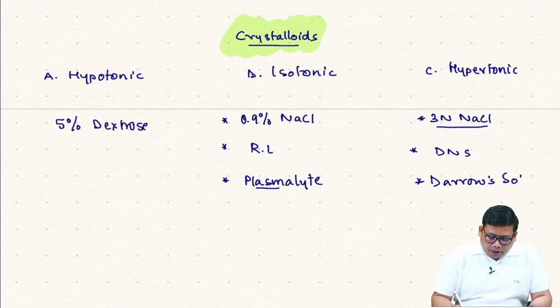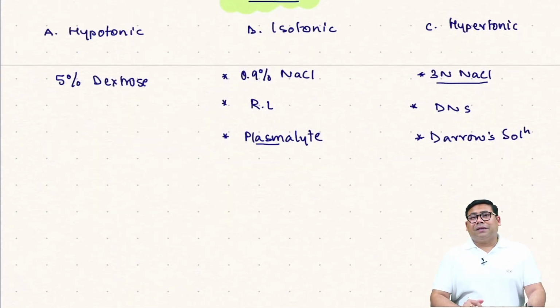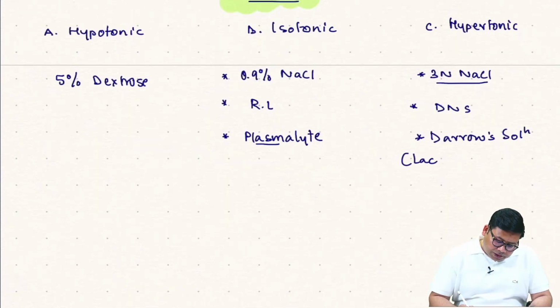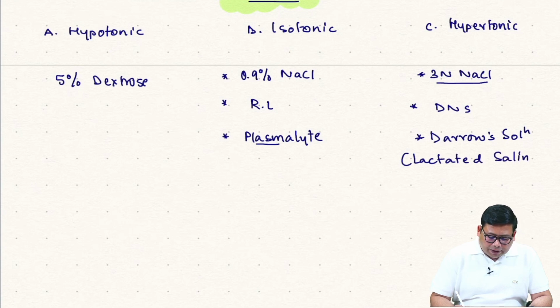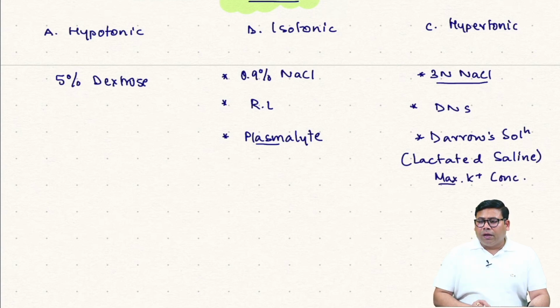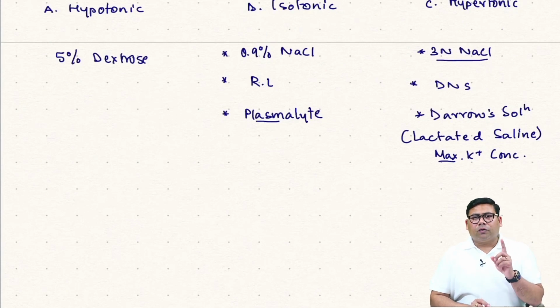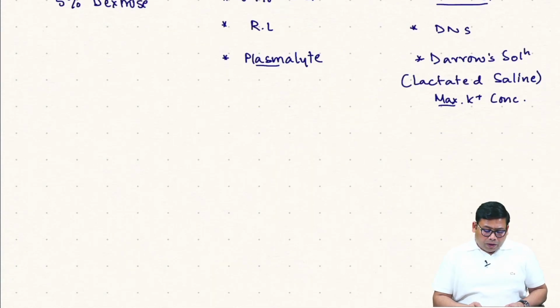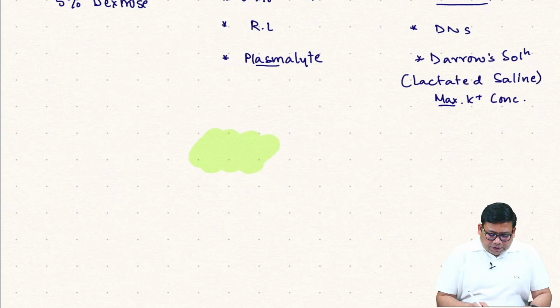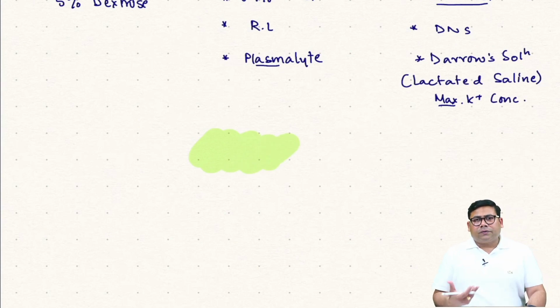Now Darrow's solution is also known as lactated saline. What is the best part of this lactated saline? The answer is that it has the maximum K+ concentration. Since it has maximum K+ concentration, it is the ideal fluid for replacement of what, students? Potassium. Now the controversy is not with the blood, the controversy is with the colloids.